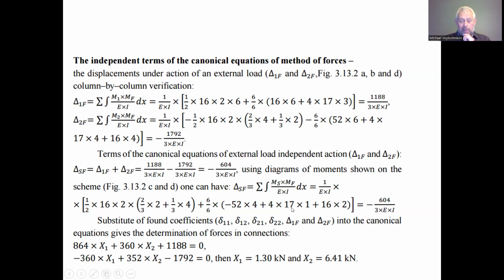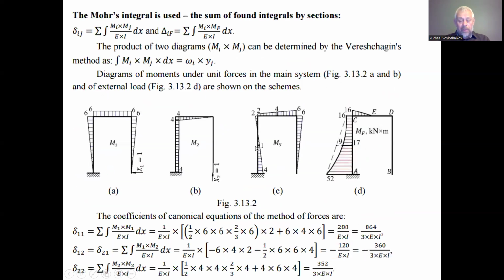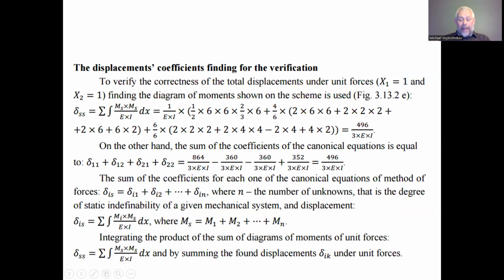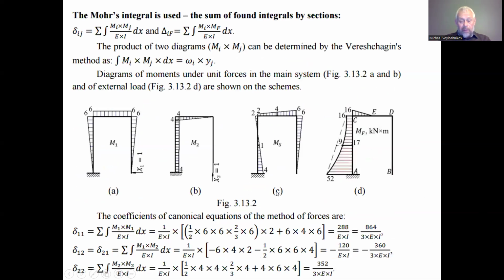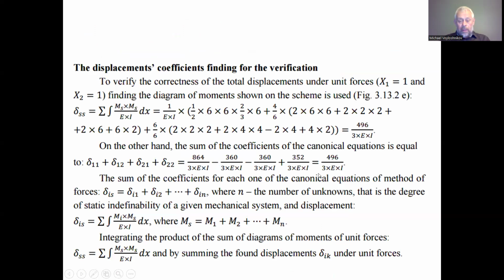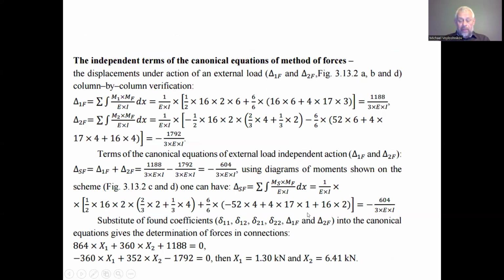17 by 1 is a product of two magnitudes. 17 magnitude and 1 magnitude here. In between of this, in the middle of this twisted trapezoid, we have 4 minus 2 is 2 divided by 2 in the middle, so we have 1 only. And plus 16 by 2. 16 product by 2. So 52 by 4 by this one displacement, plus 4 by 17 by 1, and plus 16 by 2. Yes, we have.